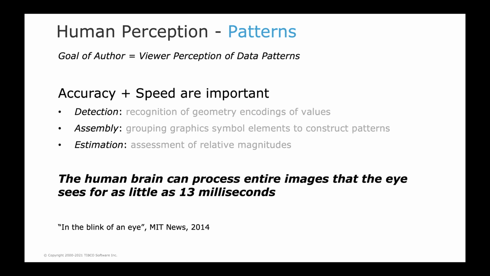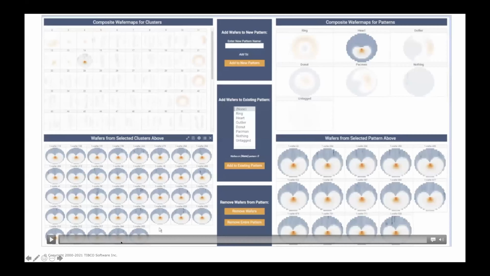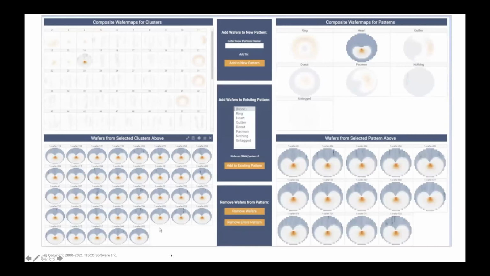And it breaks down into three pieces: detection, the geometry encodings of the values; assembly, grouping the symbols to construct the pattern; and then estimation, assessment of the relative magnitudes. Those all happen in a very short amount of time. So here, for example, is where we've leveraged that in one of our pieces of work that is going to be on display at the Analytics Forum.